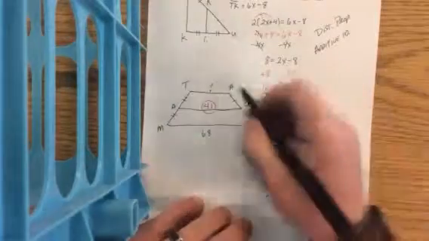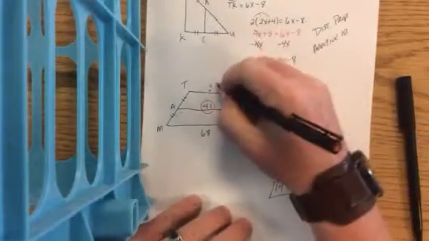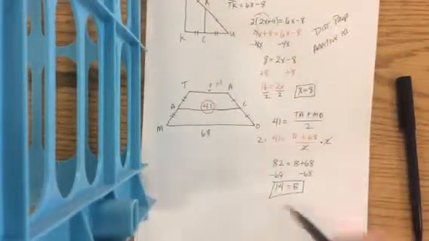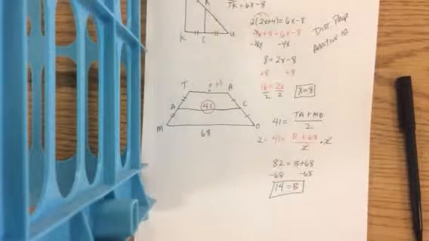And so that means that TA is 14 units. We can check that if you want: add those two together, divide by 2, and you get 41. And that's pretty much how we have to do those.